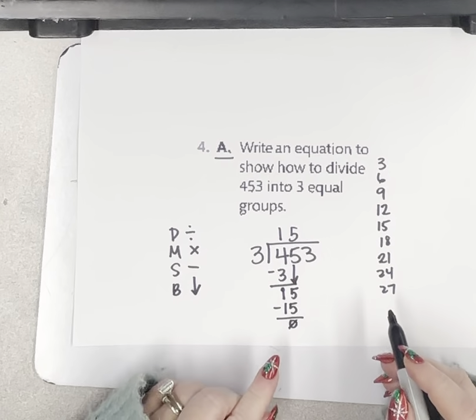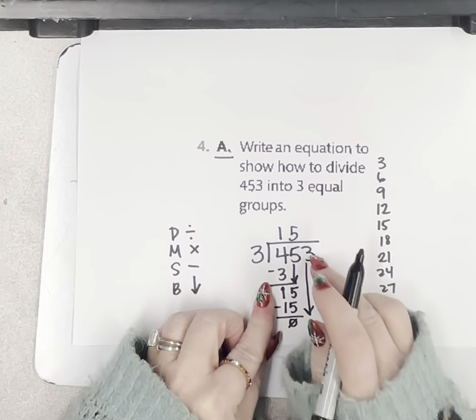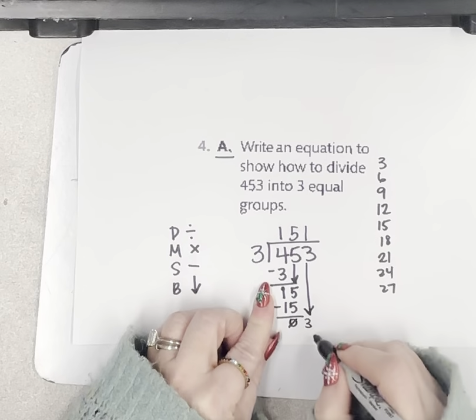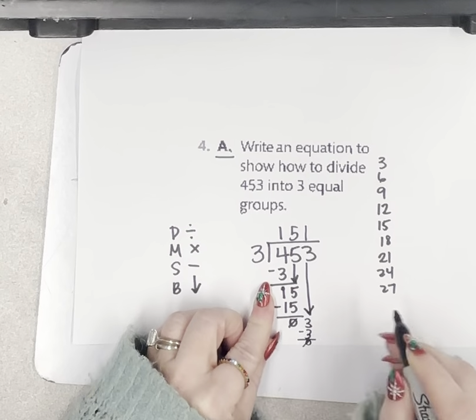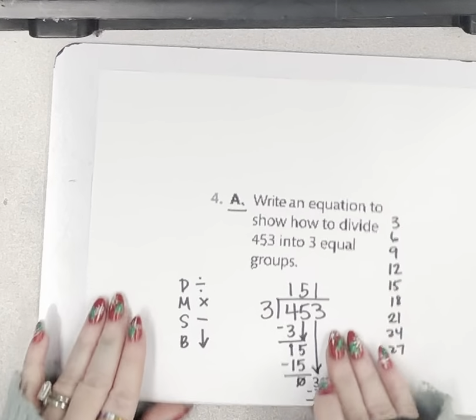Now, oh, I'm done, 0. Nope, you still have to bring down. You have to make sure you get to the ones place. So what times 3 is 3? And you have no remainder, so your answer is 151. Next question.